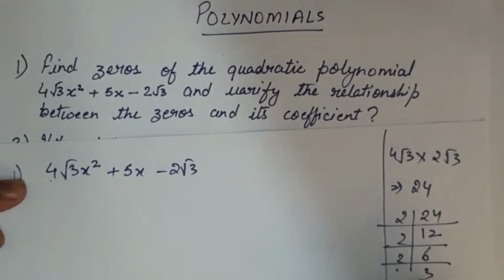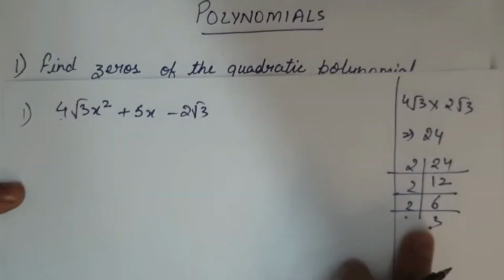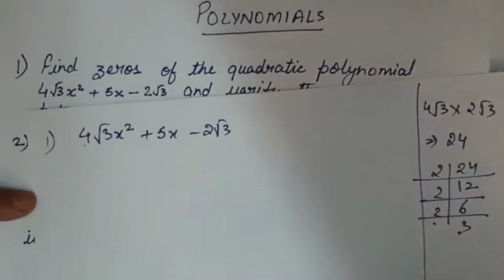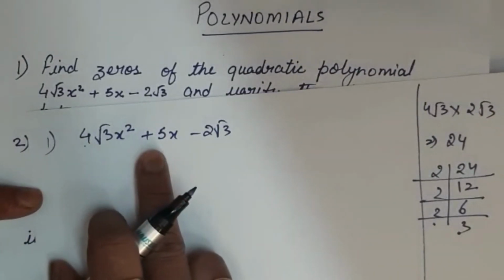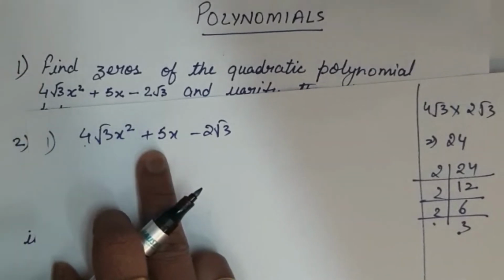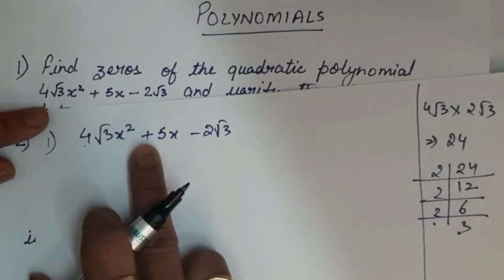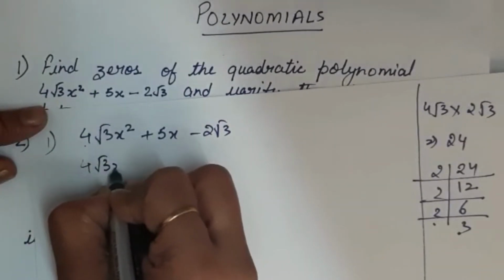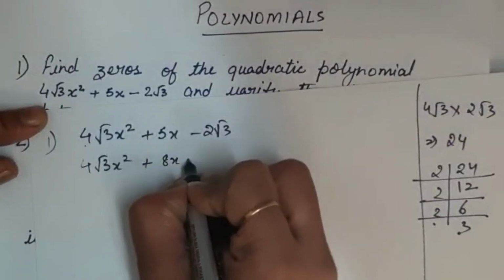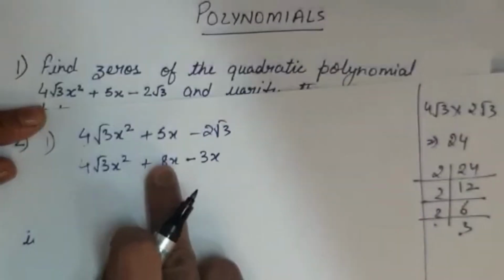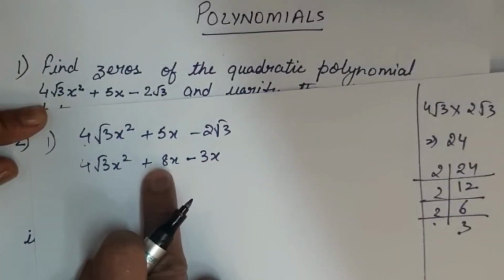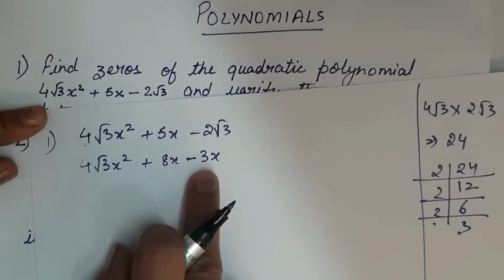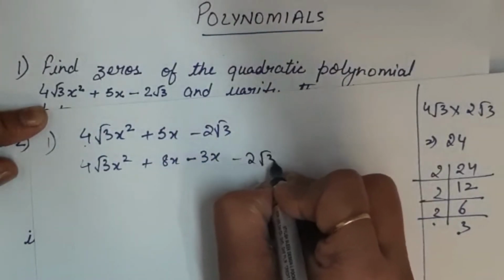Now see, 8 and 3 are the two terms. If we subtract 3 from 8, it will come out to be 5. But remember, the 8 should be the positive term because 5 is positive. So the bigger term should be in addition. So 4√3x² + 8x − 3x. Remember, 8x can come here, 3x can come here, but the sign with it remains the same. It can be −3x + 8x. Okay, −2√3.